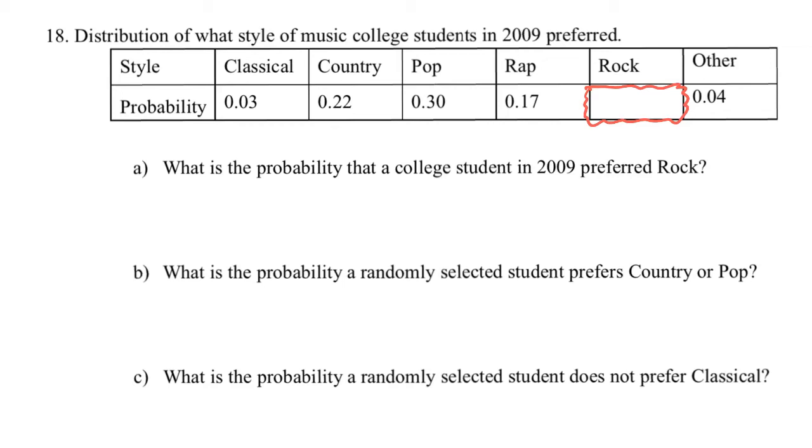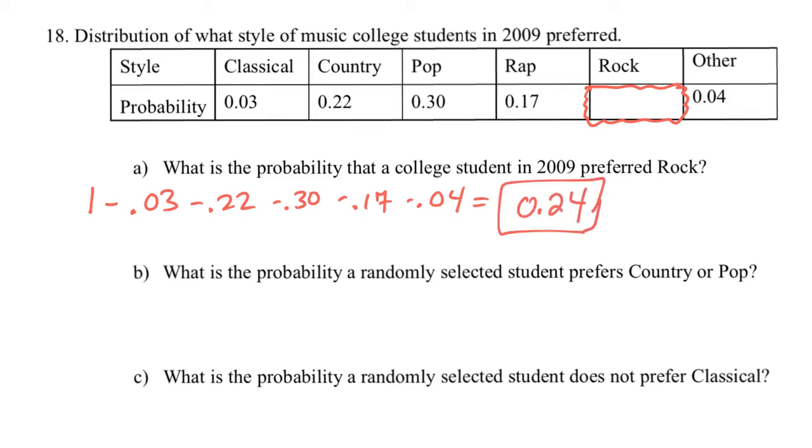So to get the missing one, to get that rock, which is what we want to do for letter A, we're going to do 1 minus all those other ones. So when you type that all in your calculators, you get 0.24. So the probability that a college student in 2009 preferred rock would be 0.24.